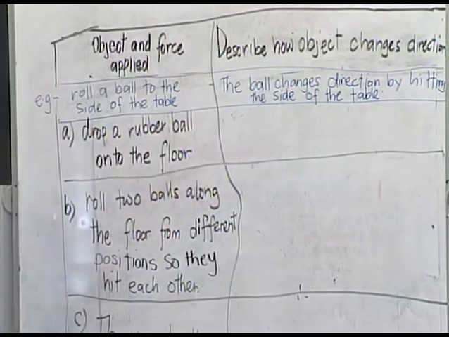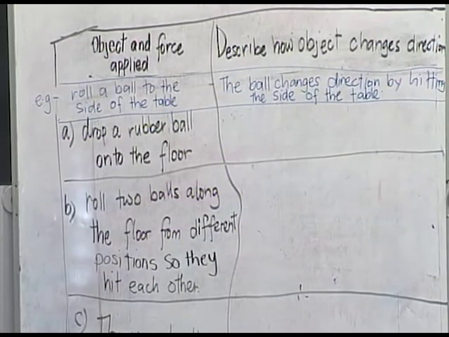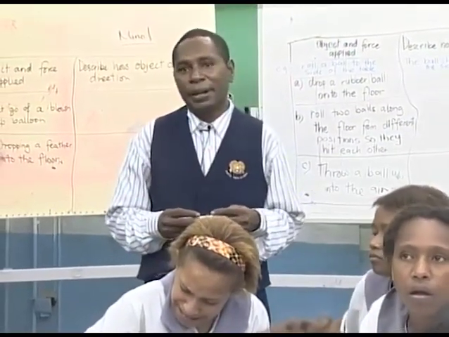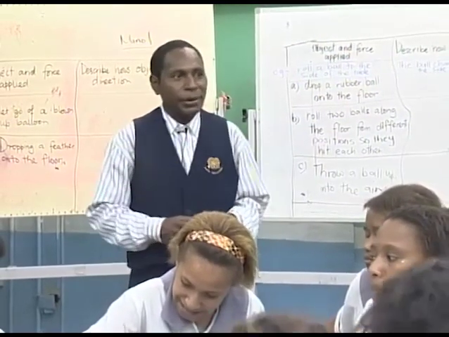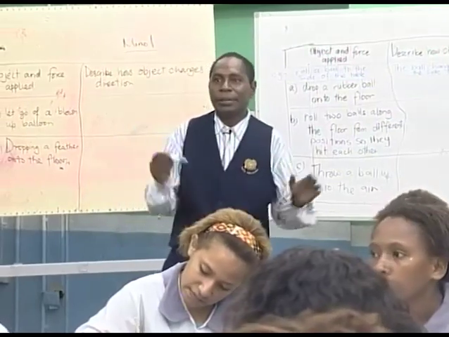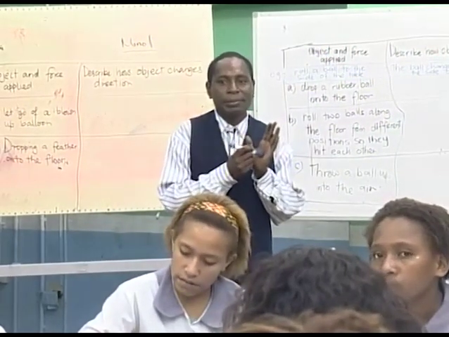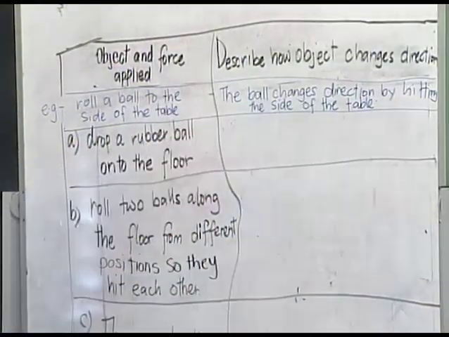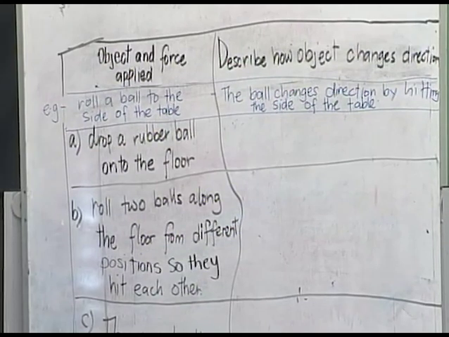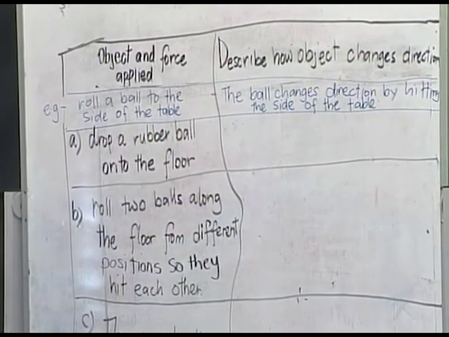Right, very good. Okay, roll a ball to the side of the table. Receiving students, very good. Here in the model class, we're thinking very, very slowly. Right, roll a ball to the side of the table, letting the ball hit the side of the table. Now, to describe the object, the ball changes direction by hitting the side of the table and, finish that.